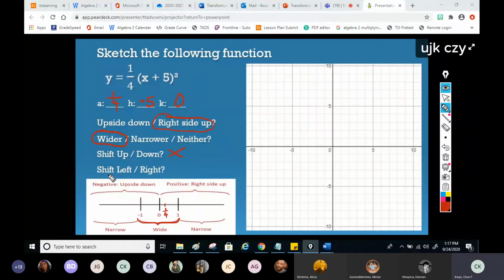And then did it shift to the left or right? So this is a +5. That means you have to shift the graph to the left. The number is going to become more negative. So it shifts to the left by 5 units.